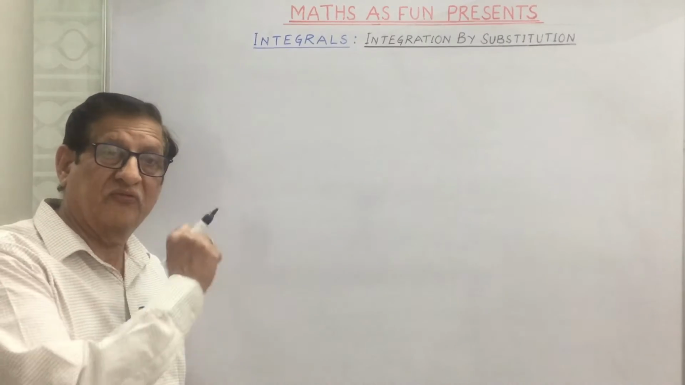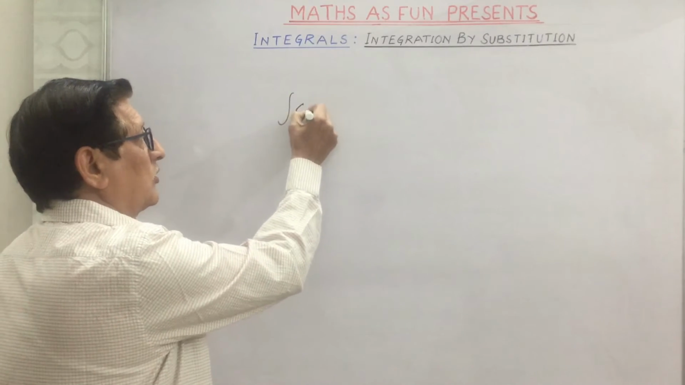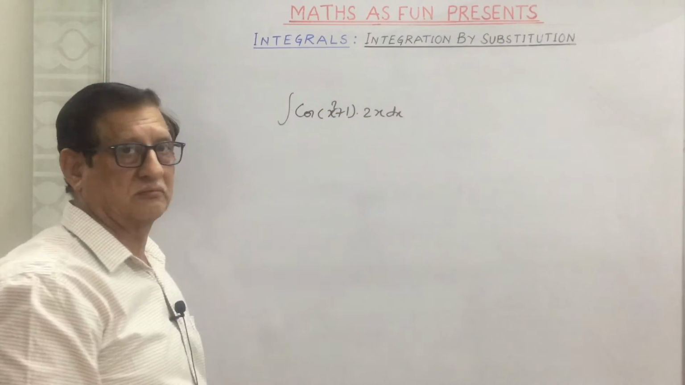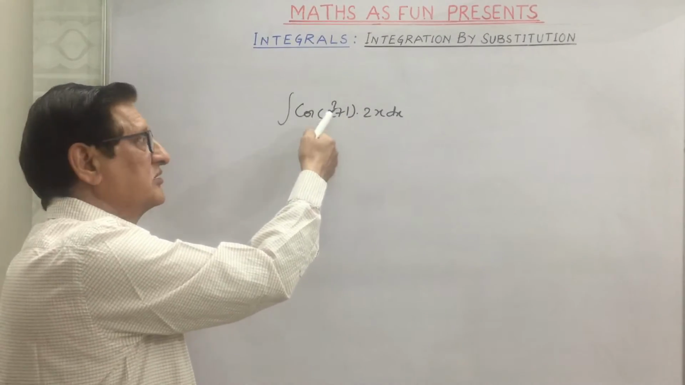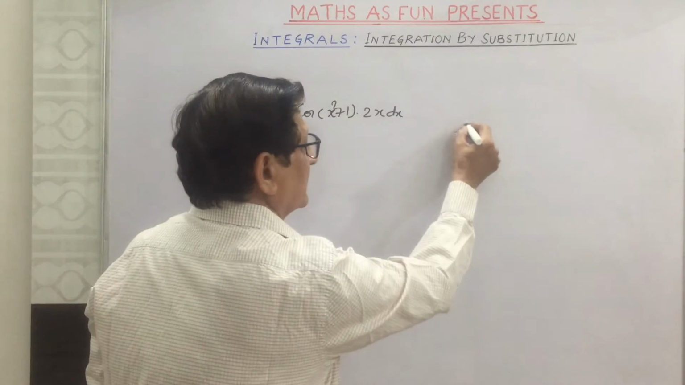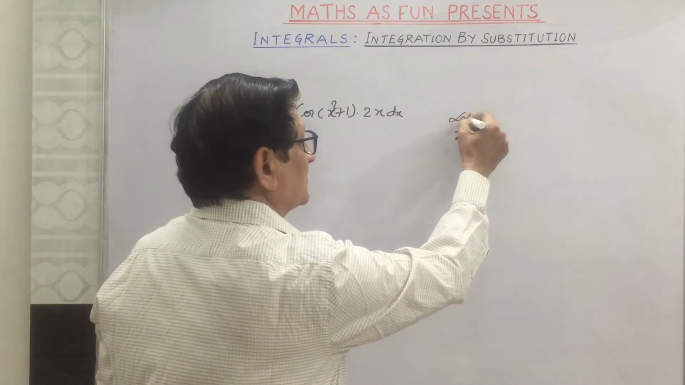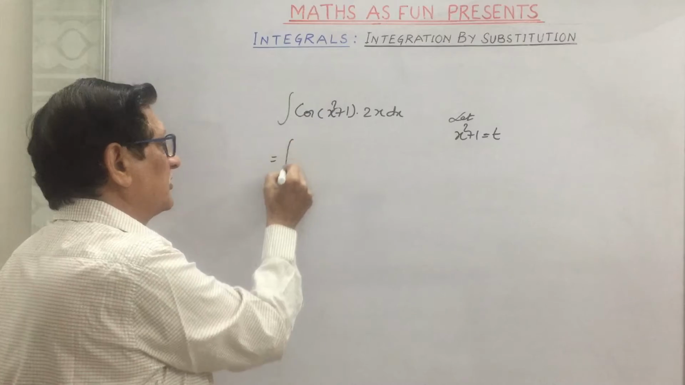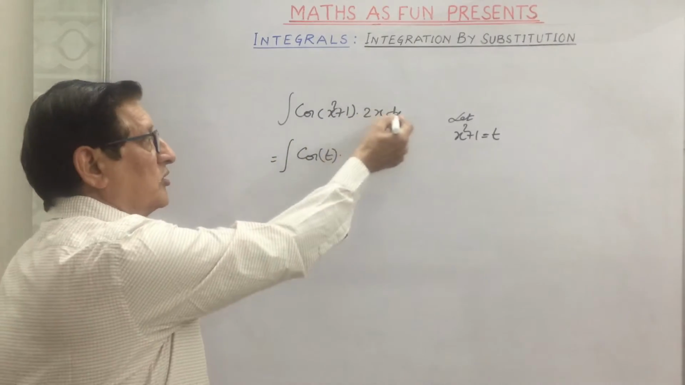The same problem we will do by substitution now. The question was cos of x square plus 1 into 2x. Now what we find, x square plus 1 is replacing x here. It means this is g x. So we can convert this x square plus 1 as t. So we write, let x square plus 1 equal to t, then this particular function will become cos of t into 2x dx.